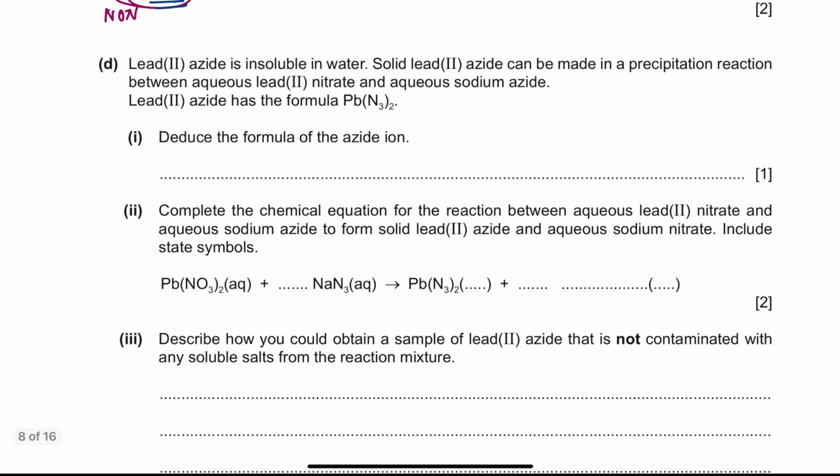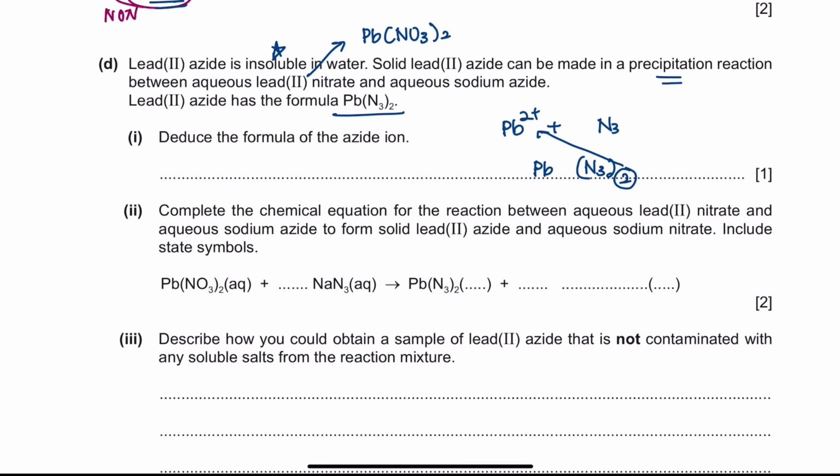Question 2. Lead azide is insoluble in water. Solid lead azide can be made in precipitation reaction between aqueous lead nitrate and aqueous sodium azide. Lead 2 azide has the formula of Pb(N3)2. So this means that when lead reacts with azide, it forms Pb(N3)2, that means this is N3, and there is a bracket of 2 over here. This means that this 2 belongs to the charge of Pb, which is 2 plus, and since there is no number here, this means it is 1. So it would be minus 1 over here.